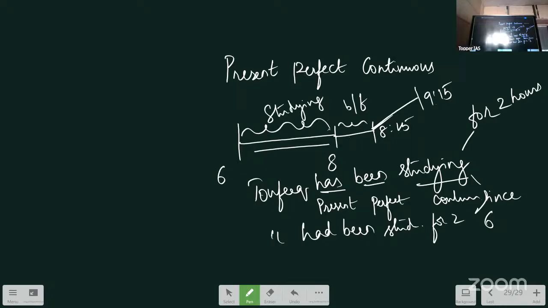Any doubts? Did you write? What did you write? Very good. What did you write, Shahrukh? This has been scam in Bengaluru for 50 years. This has been scam in Bengaluru since, okay.